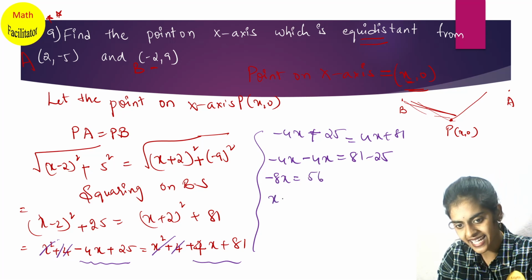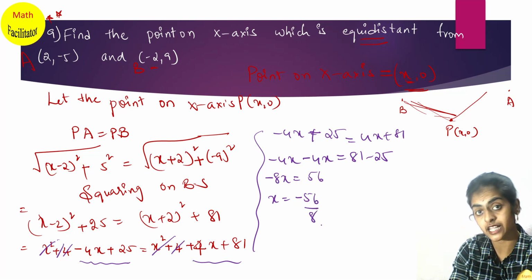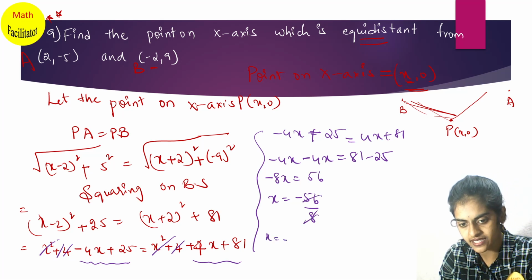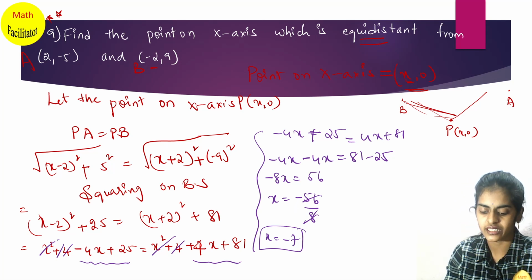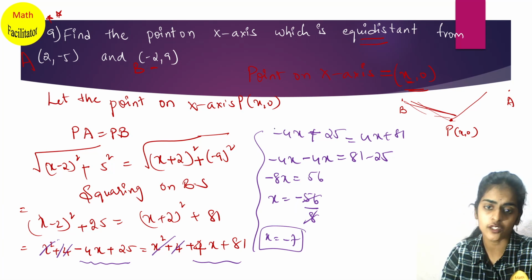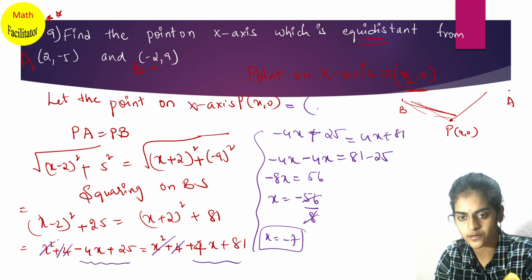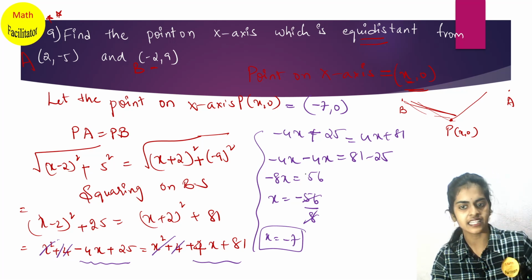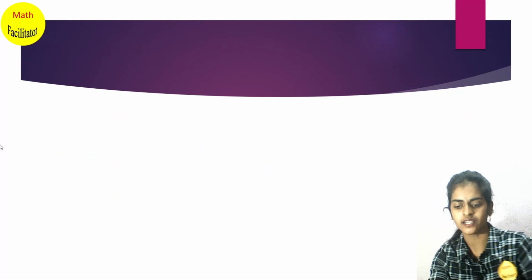So what is x? x is minus 56 divided by 8, transposing the minus 8 to RHS. 8 sevens are 56, so x is equal to minus 7. You have a minus, please don't forget that. So x is equal to minus 7. Now the point we have taken as (x, 0), so in the place of x you can substitute minus 7. So it is (-7, 0). Clear with this question? This is a really important question. Let's move on to the next one.